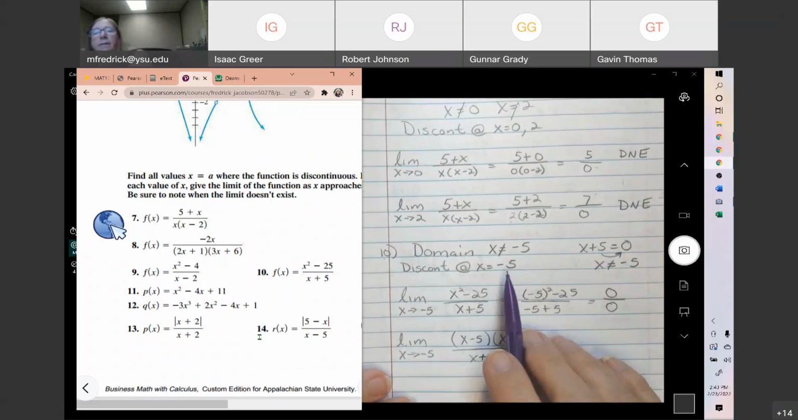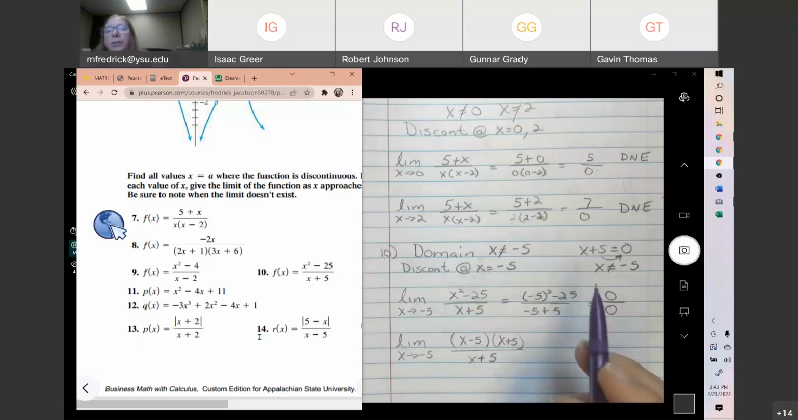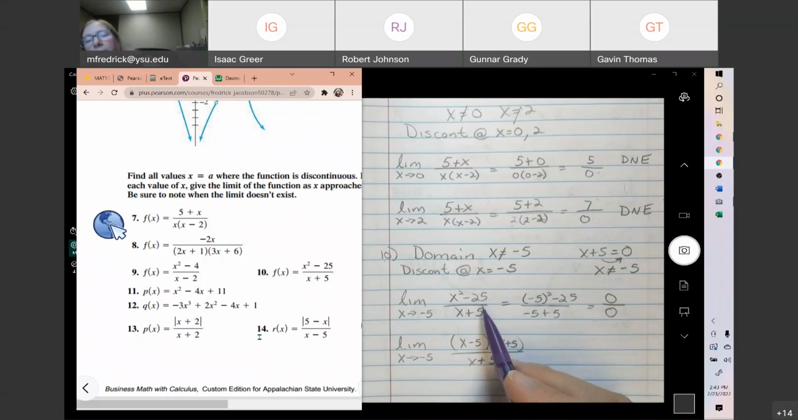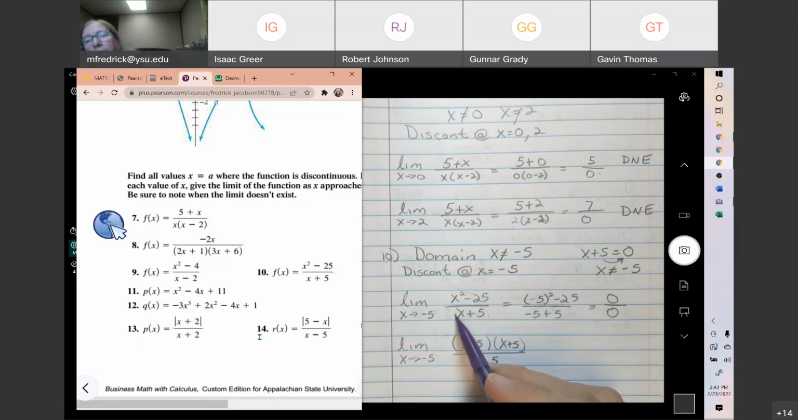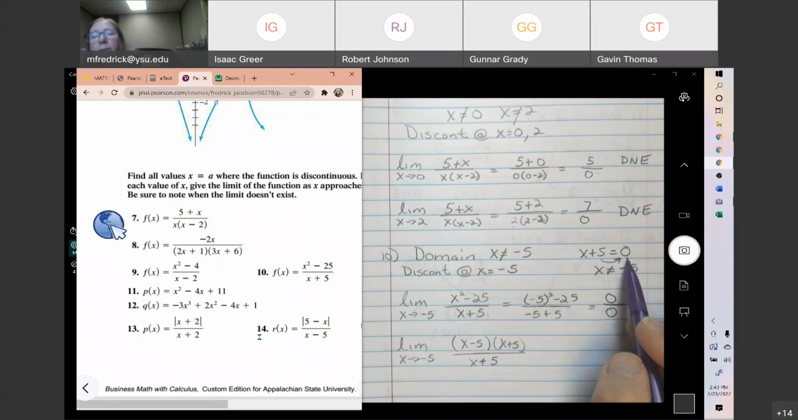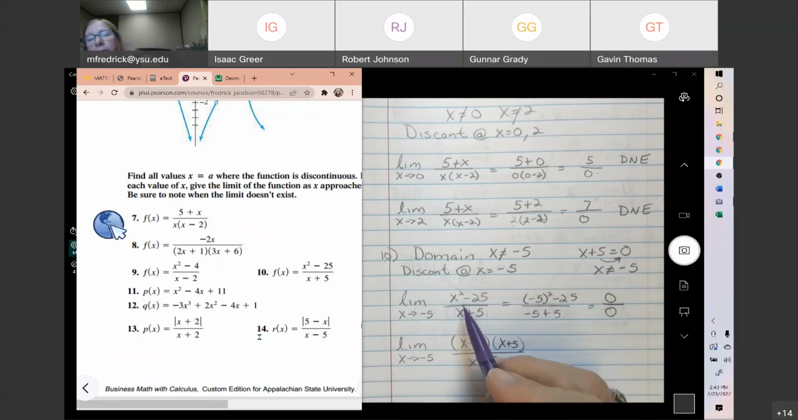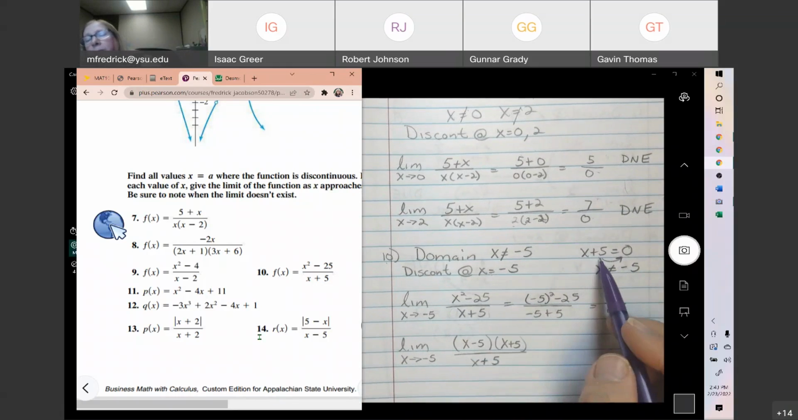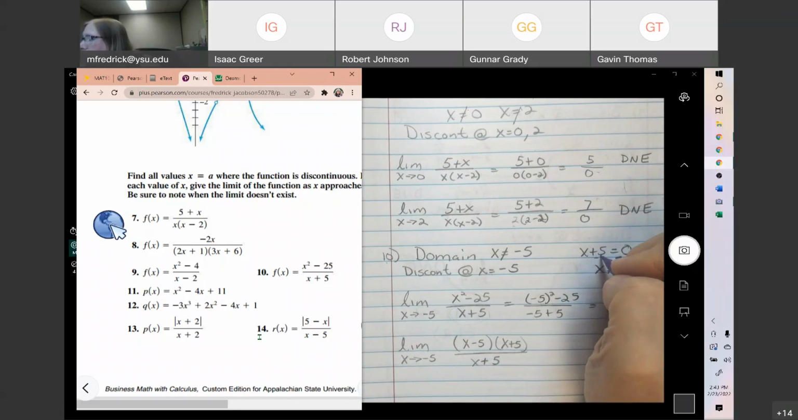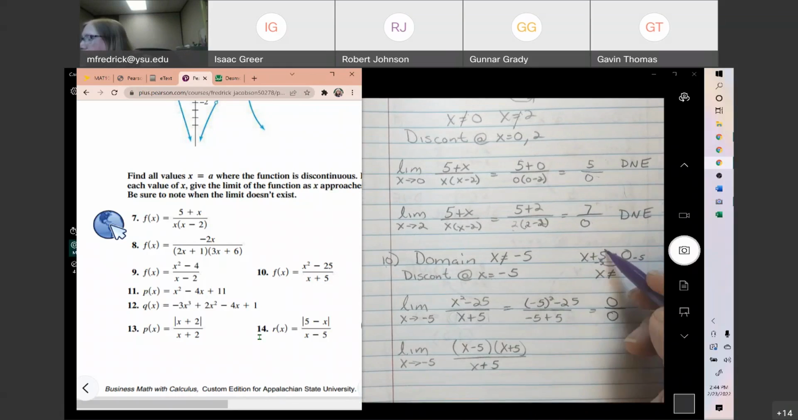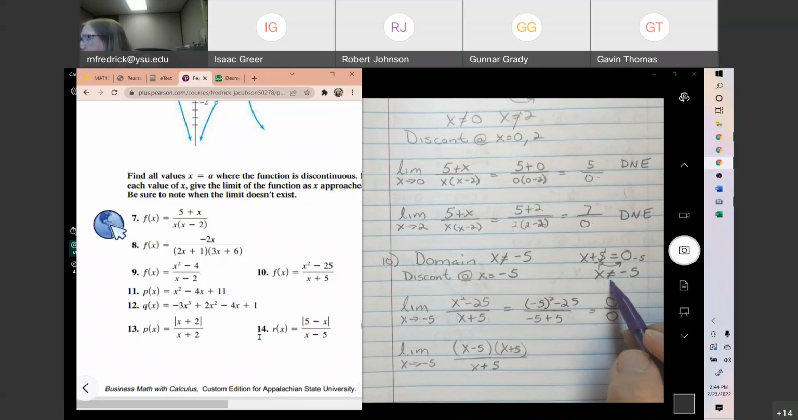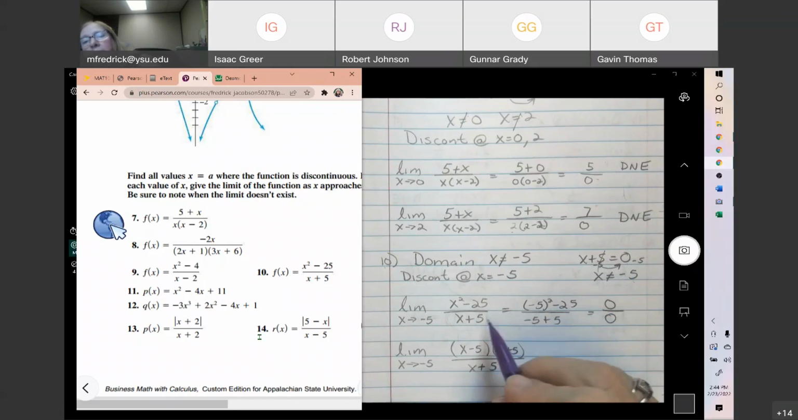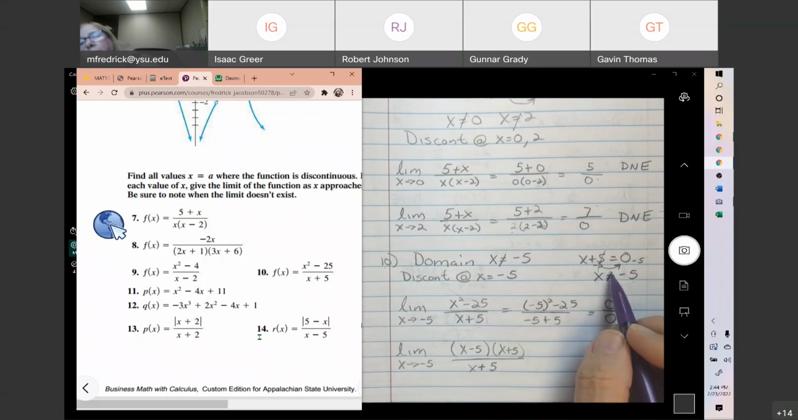For the -5 in the domain, whenever you have a fraction and you want to find the domain, take the denominator, set it equal to 0 and solve. So when I set the bottom equal to 0, I subtract the 5 and I get x equal to -5. So -5 will get me 0 in the denominator, so I need to omit it.